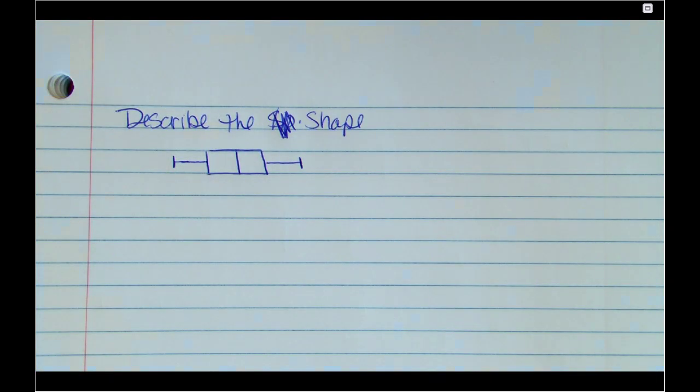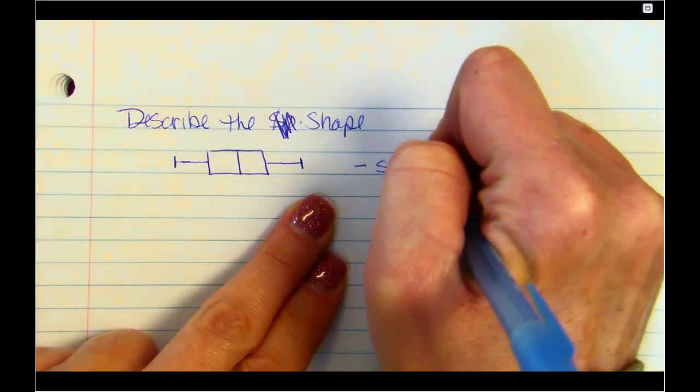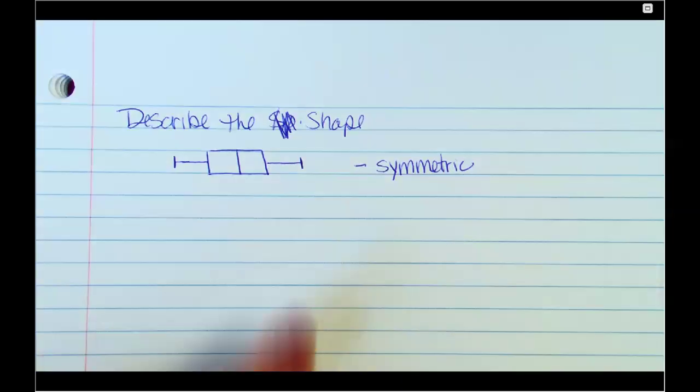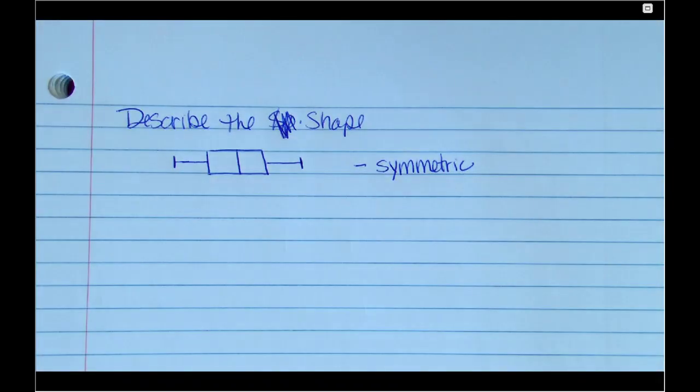I don't care where it is on your number line. We call this symmetric. Symmetric means that you can cut it in half. If I cut it in half, it's about the same on both sides. Okay, symmetric. So that's one of the words.